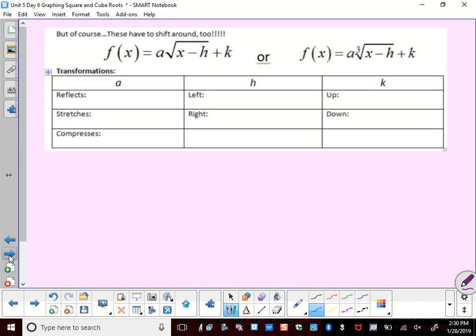All right, this is something you've also seen before. It does not go away. Your transformations. The same transformations work for cube root and for square root. So this a that is out front can tell me 3 things. Okay, if it is negative or if it reflects, we know because of what? Negative. There's a negative there. If your first number is negative, it's going to flip, it's going to reflect.